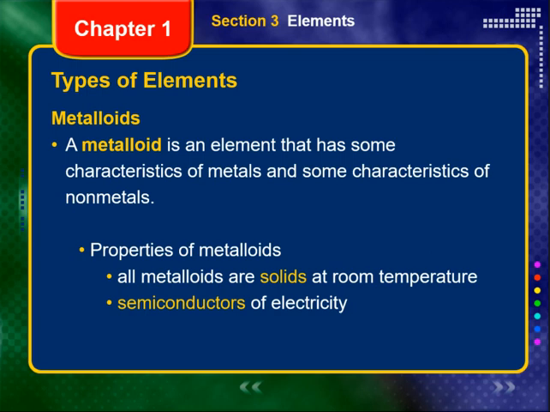Some metalloids, such as antimony, have a somewhat metallic luster. Metalloids tend to be semiconductors of electricity. That is, their ability to conduct electricity is intermediate between that of metals and that of nonmetals. Metalloids are used in semiconducting materials found in desktop computers, handheld calculators, digital watches, televisions, and radios.